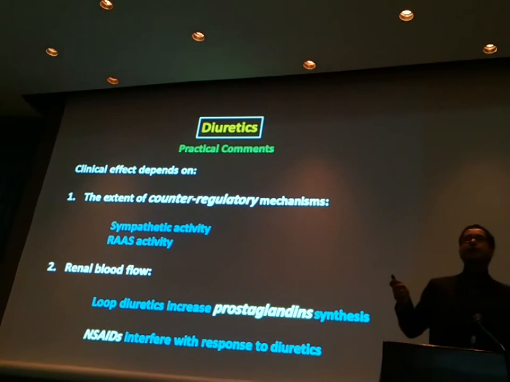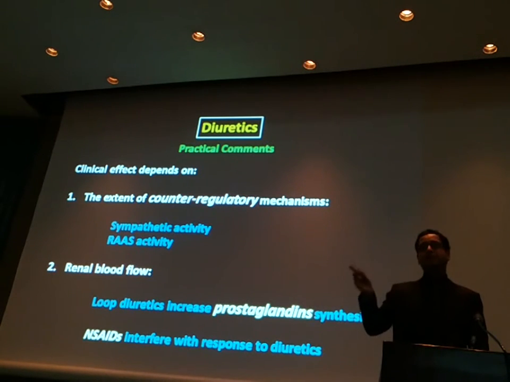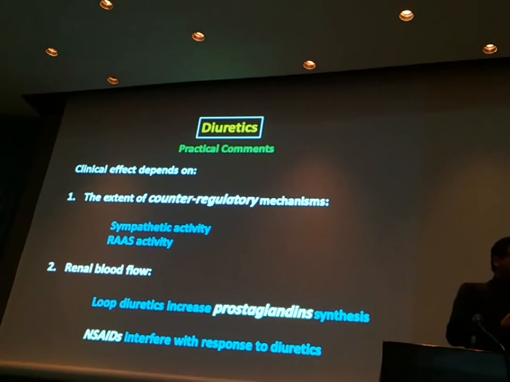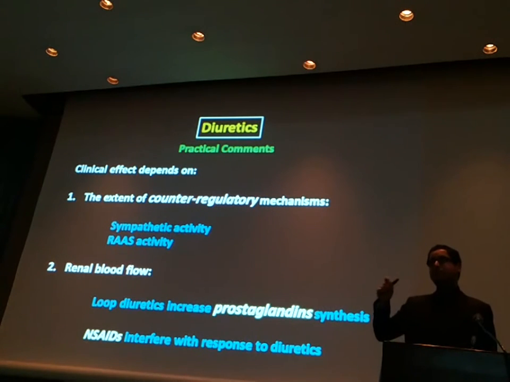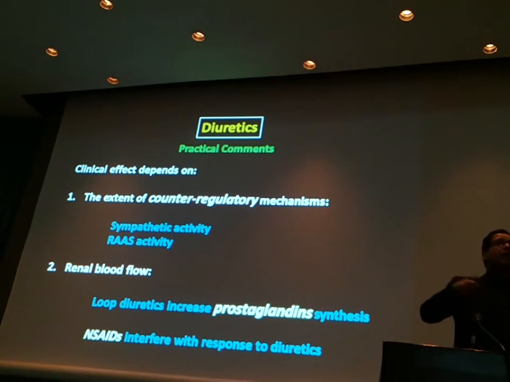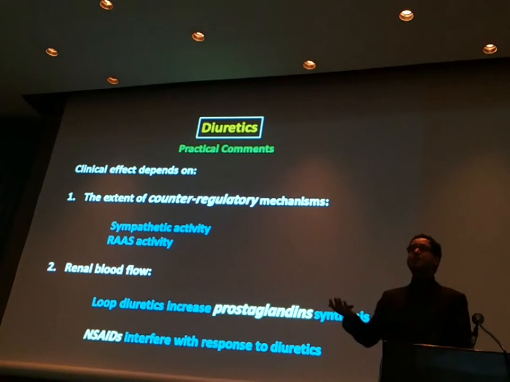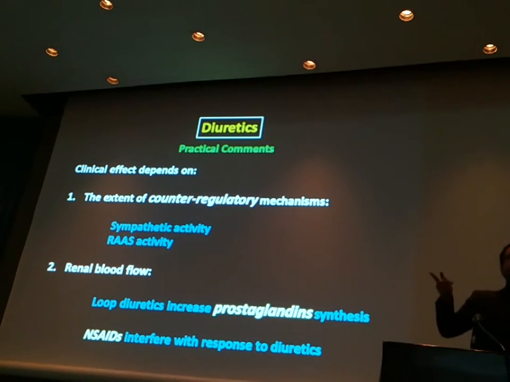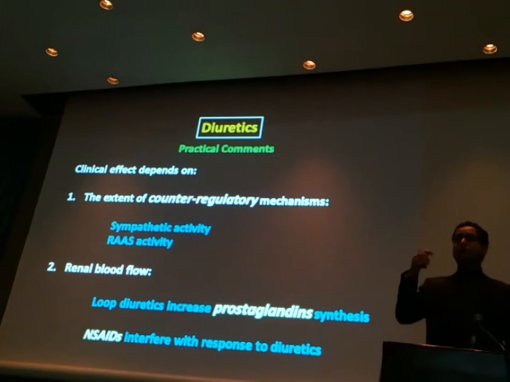NSAIDs are over-the-counter drugs in Jordan, and it's almost like water. People just like to have the non-steroids. And it's important to understand this, as a clinician, because you will have a lot of patients who will have poor control of their blood pressure. And you're maximizing doses of drugs, and you're maximizing the combination of drugs. But it could come back to a very simple point, that there is a drug-drug interaction. Non-steroids inhibit the prostaglandin synthesis, and particularly on the chronic use of diuretics, this is important because it will blunt the function of diuretics, and it will reduce the effect of these diuretics. Okay?